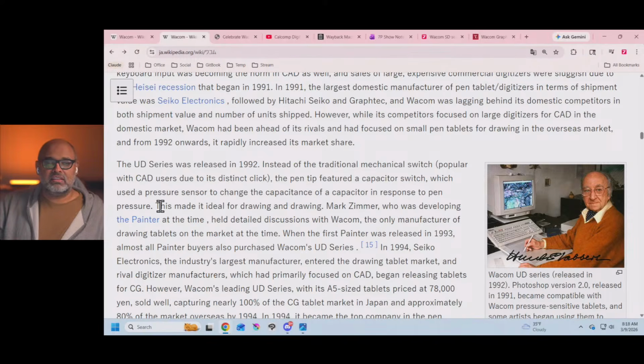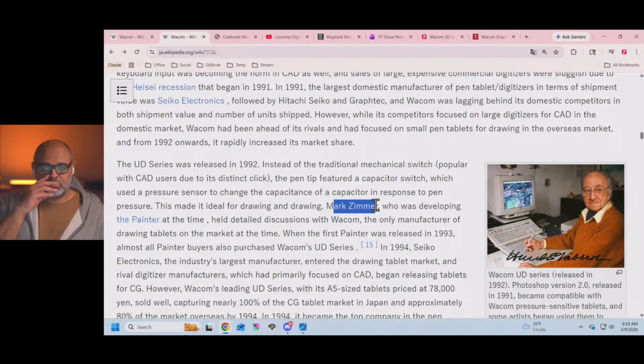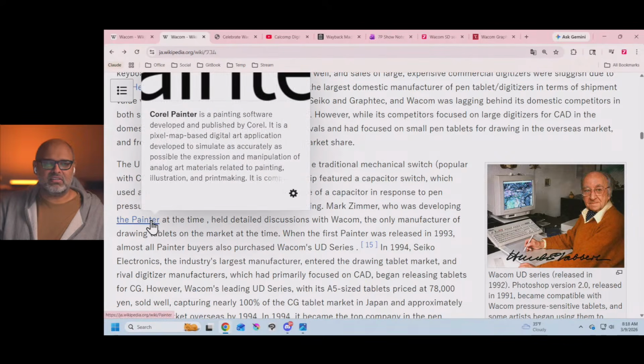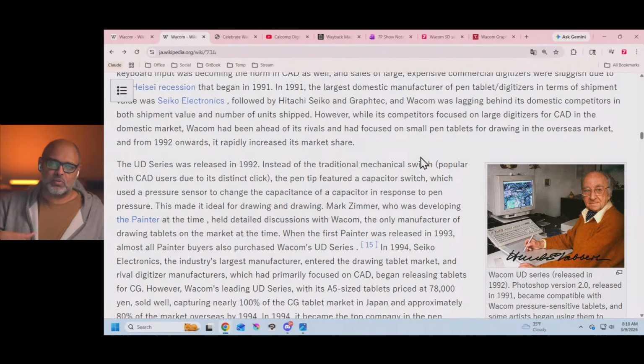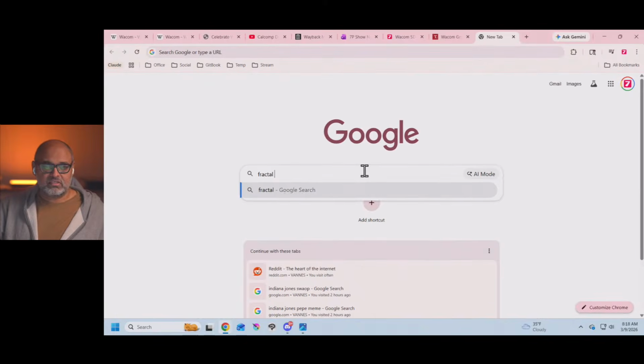Now, this is where I really come to the story in terms of personal experience. This made it ideal for drawing. Mark Zimmer, which is a name I remember, but probably you've not heard, and maybe one other guy I think, made this program called Painter. You know it today as Corel Painter, but I knew it as Fractal Design Painter.